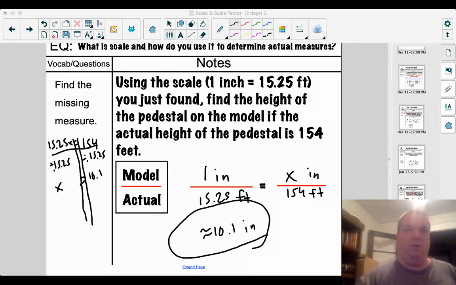All right, welcome back. Hopefully you got the answer. It's about 10.1 inches. So setting this up, remember our scale for given that is going to be one of the ratios. 1 inch on the model is 15.25 feet in life. Then we're given the actual height is 154. We want to know how tall that is on the model. So here's our unknown. Use our cross products. Okay, so 15.25x equals 154. Again, then we're dividing by 15.25. We get about 10.1. Okay, so hopefully that's what you got.